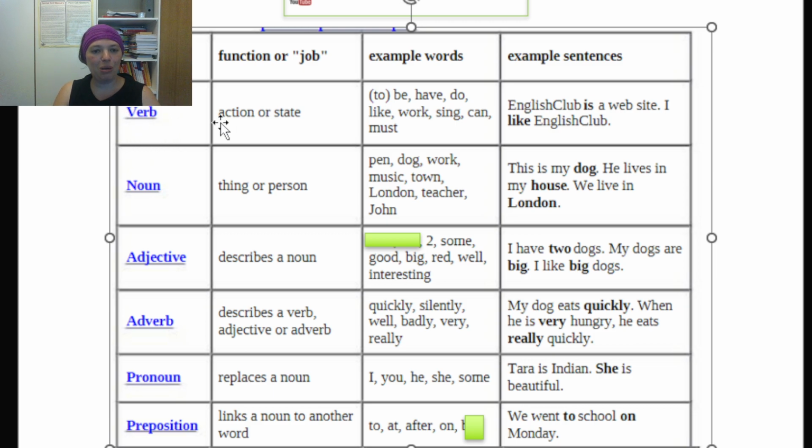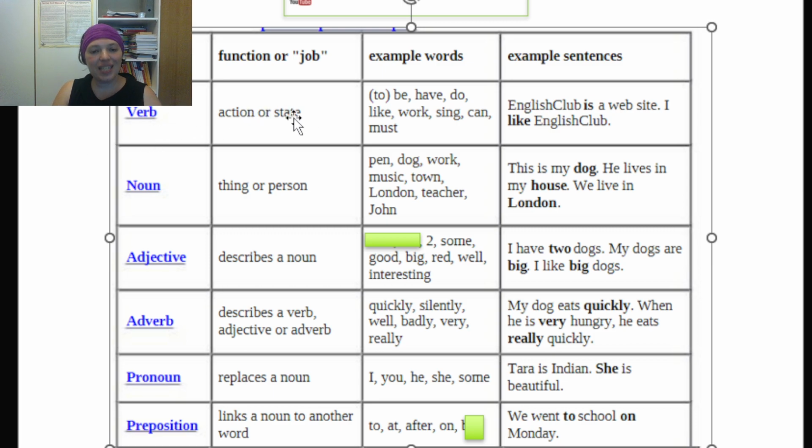So a verb is an action or a state. Net gou 'n dingetjie hierso. Hulle gaan nie vir jou vra wat is die funksie van enige van hierdie nie. Hulle gaan net vir jou 'n sin gee en vir jou sê benoem, name the part of speech of the underlined word, of so iets.